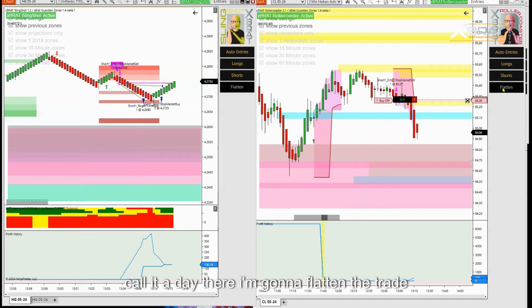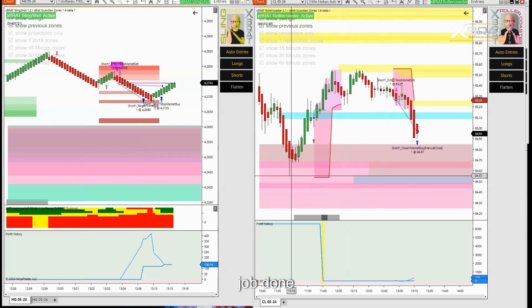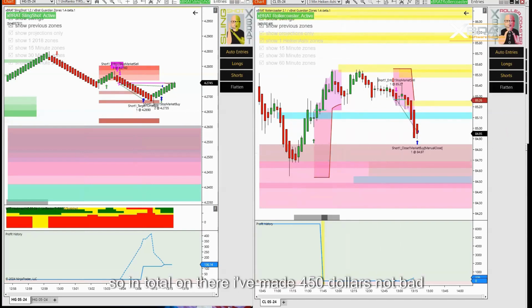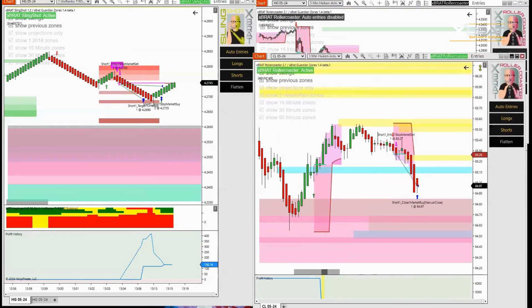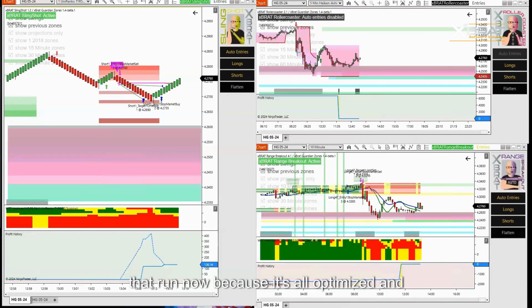I'm going to flatten the trade. Job done. Okay, so in total on there, I've made $450. Not bad. $450 on one trade on copper and one trade on oil. It's still in the window, so I'm going to let that run now because it's all optimized, and I'm going to go and finish this session. I'm going to go and have my herbal tea before I go to bed.